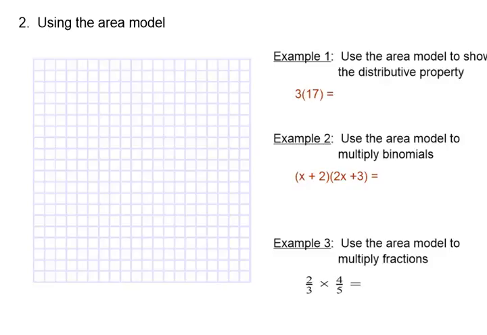So remember, the distributive property means that if I take an outside number, I multiply by the stuff inside, and it's an addition problem inside. So I could say, well, 3 times 17 is equal to 3 times 10 plus 7. And so here is how I could show that. So in example 1, there's my 3, and now it's 1, 2, 3, 4, 5, 6, 7, 8, 9, 10, 11, 12, 13, 14, 15, 16, 17.